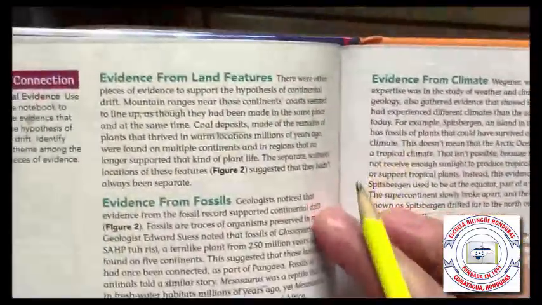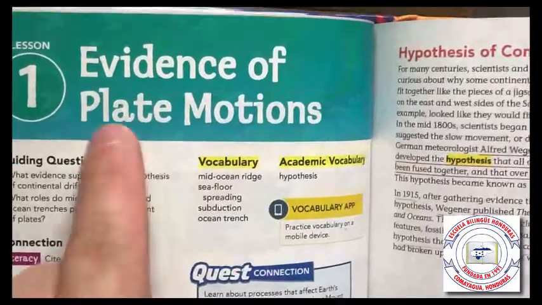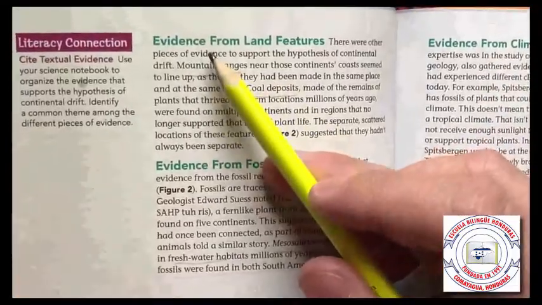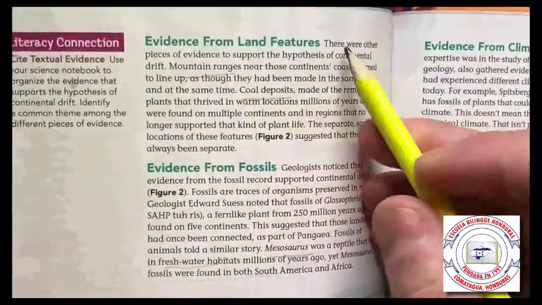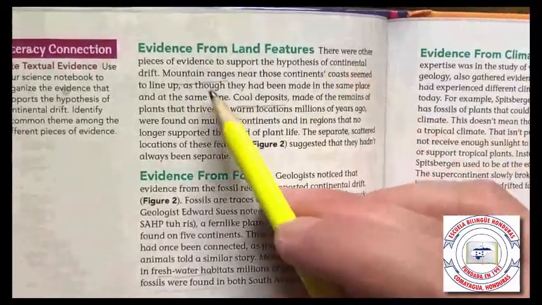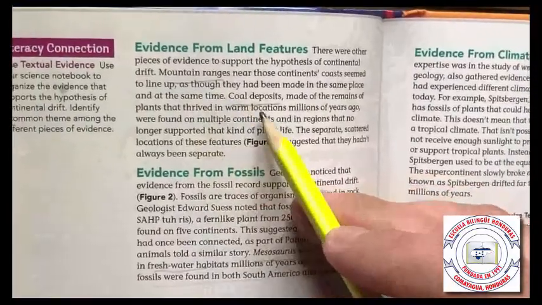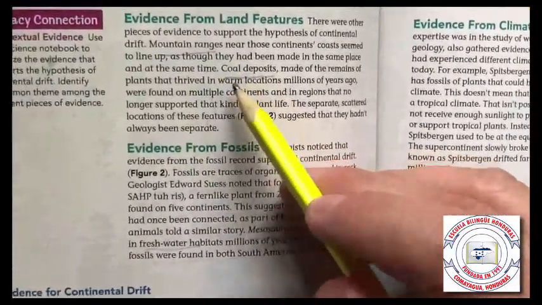On this page, we're gonna talk about the 3 different evidences of plate motion. The first one, on page 332, is evidence from the land features. Over here, guys, you have to underline just the mountain ridge and the coast deposit. Underline these 2 things over here, guys.